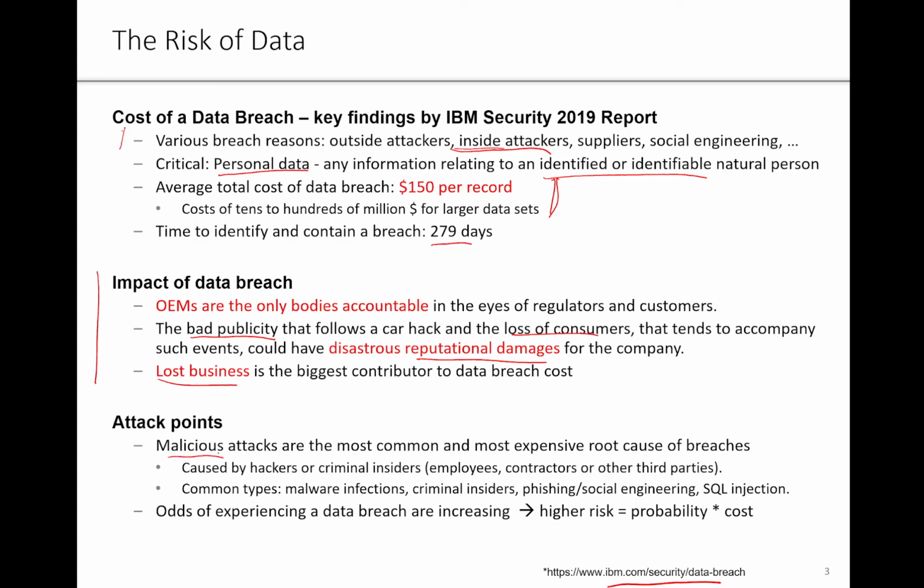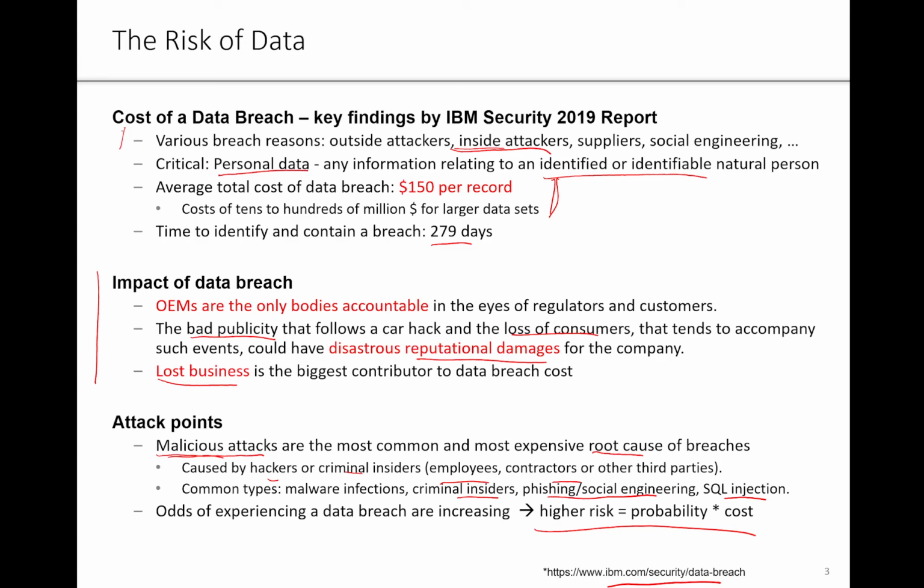First of all, there are malicious attacks. Attackers can try to obtain data from different directions. There can also be negligence or mistakes that happen, but often there's some kind of malicious root cause for data breaches by hackers, criminals, sometimes also employees, contractors, and so on, through malware, criminal insiders, phishing, social engineering, SQL injection, and so on.